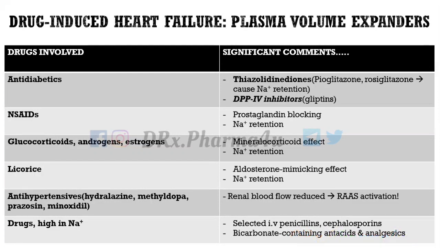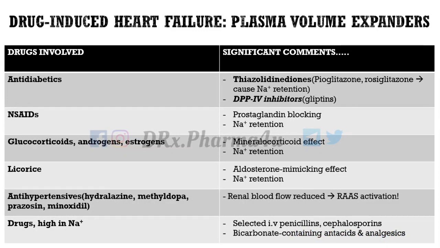NSAIDs actually have prostaglandin blocking action and sodium retention. Especially if you are using COX-2 inhibitors, it is much more of a concern, because COX-2 inhibitors like celecoxib, etoricoxib, etc. should not be used in patients who have severe cardiac issues, especially myocardial infarction. Even COX-1 inhibitors have their own problems, but COX-2 inhibitors are much more dangerous.